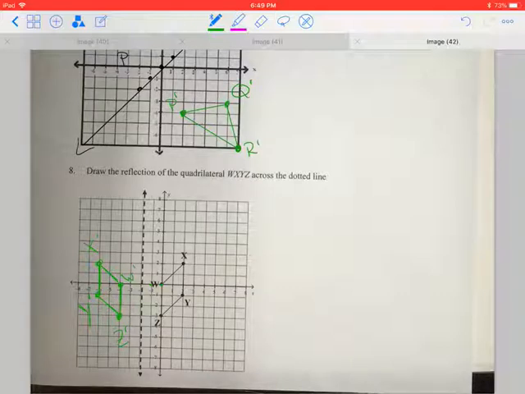All right, so it's not too bad to do a dotted line. You basically just have to count to the line. And however far it is, you go that far on the other side.